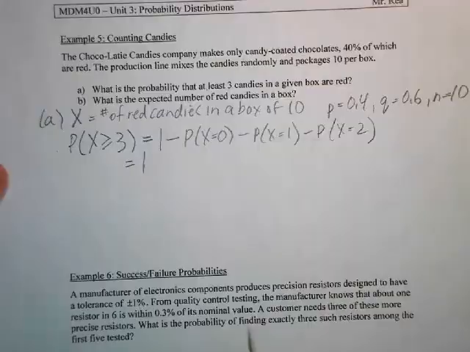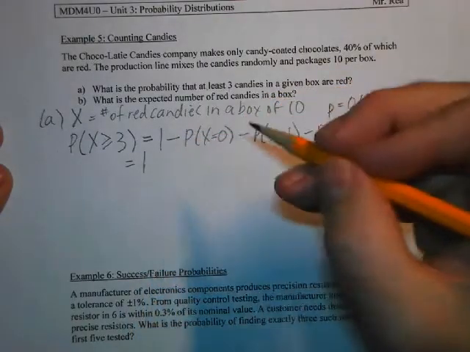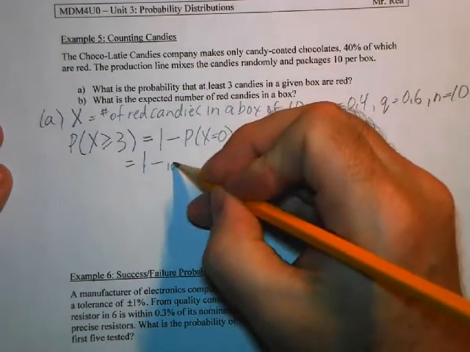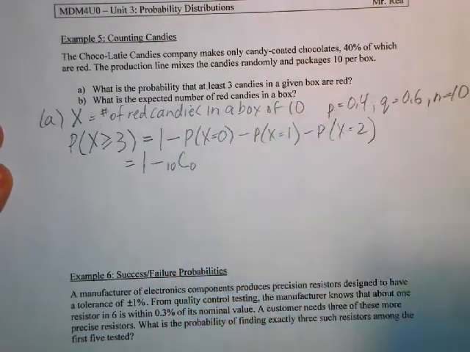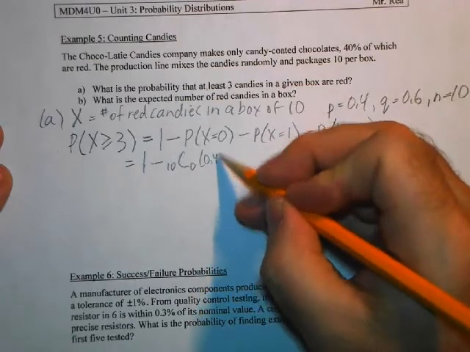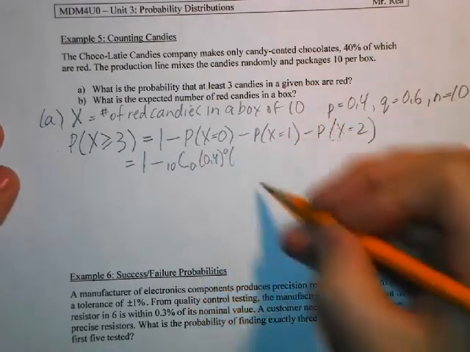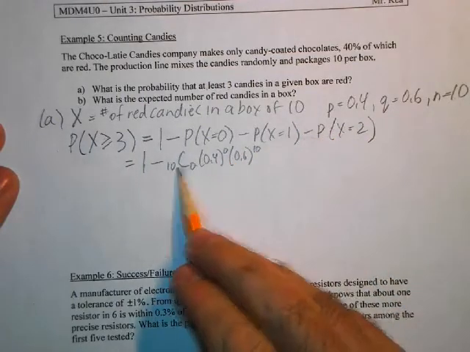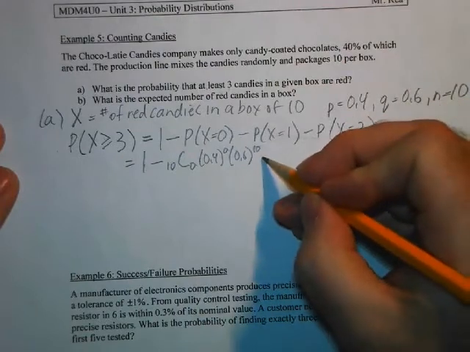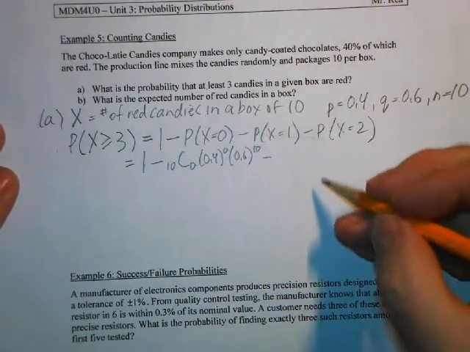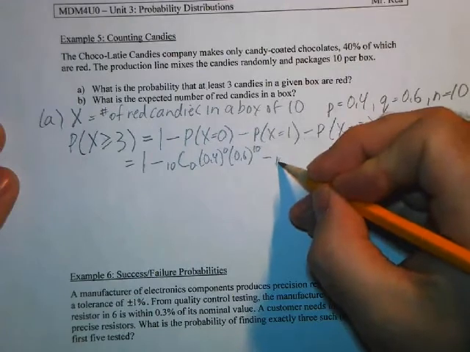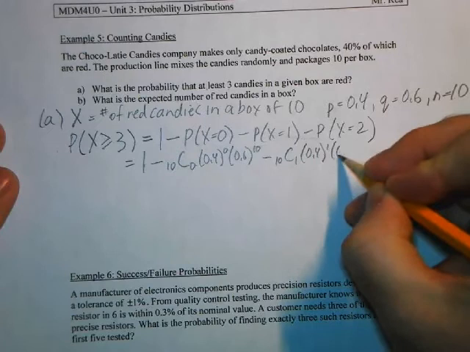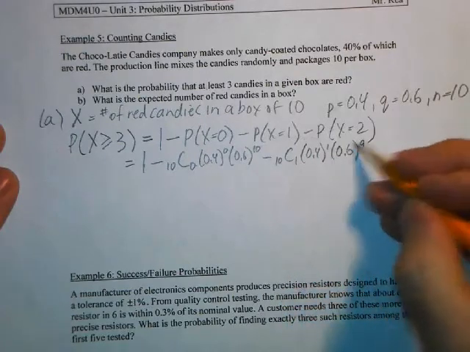probability calculation here. Probability x is 0. So remember, it's n, so it's going to be 10 choose 0, and then 0.4 to the power 0, 0.6 to the power 10. Remember, those two numbers always add up to n. And then we do the probability x equals 1. That's going to be 10 choose 1, 0.4 to the power 1, 0.6 to the power 9. 1 plus 9 equals 10.